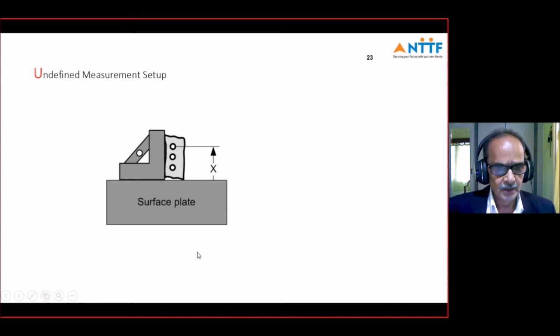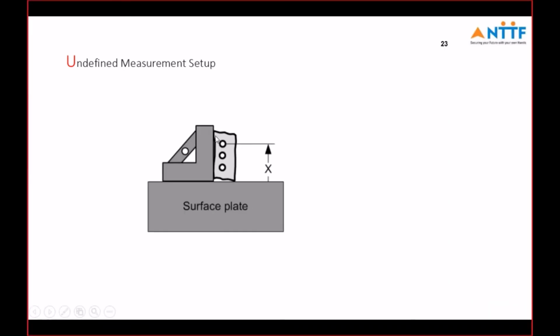Measurement setup. Suppose I want to measure on a surface plate, keep the component, and check the height here. If you take this reference and an angle plate, put the component here, and after flushing this, then I can measure the height. Okay, this is one method.